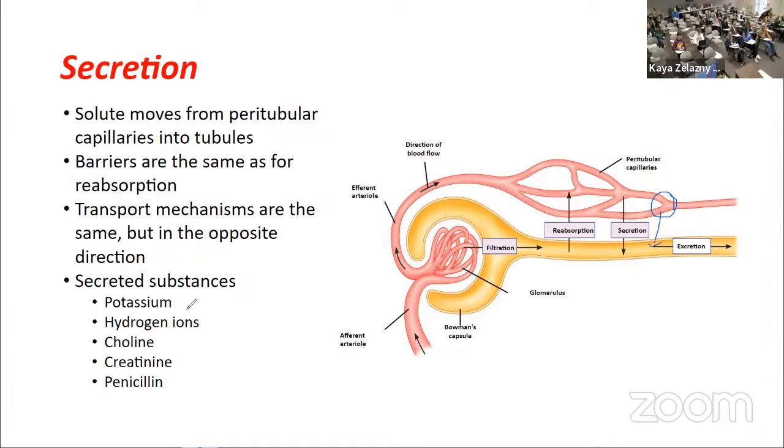The potassium is probably the most obvious example right now, right here, because we've been talking about the sodium gradient set up by the sodium-potassium pump. Sodium and potassium are going in opposite directions. So if sodium is going out, potassium is coming in. Okay.